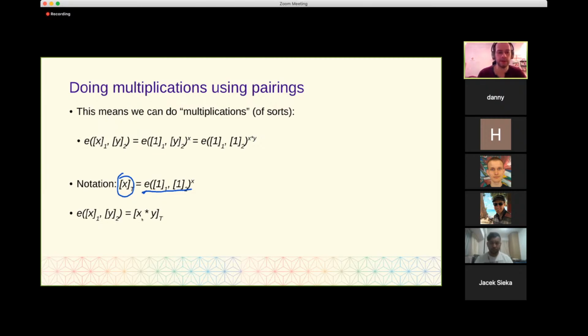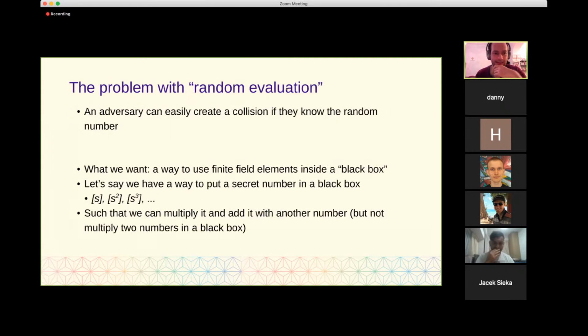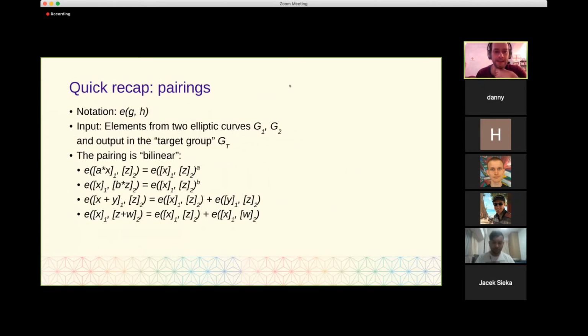I should probably quickly mention, I said earlier we don't want it to be possible to multiply. You might wonder now, haven't we just introduced something where you can multiply two of these, right? Where I earlier said we don't want to be able to multiply two numbers in a black box. It actually turns out to be okay here, because the output is a different kind of number. That's why we need this target group. We don't get a result in G1 or G2, but we get something completely new. And that's why it's okay.